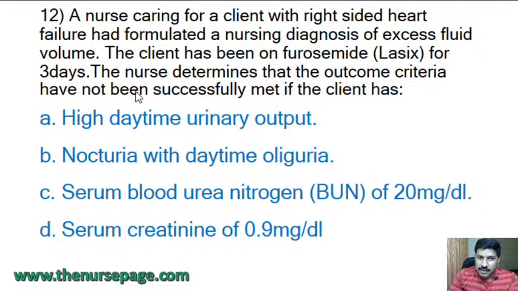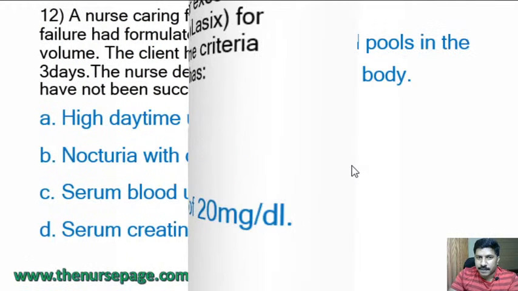That is a failure, that is not successfully met by diuretics. After administration of diuretics, usually daytime urination will be high and night urination will be less. That is the expected outcome, but here it is not successfully met. In that condition, nocturia will be there.